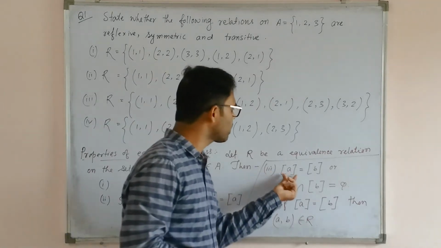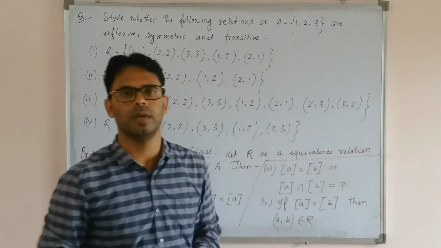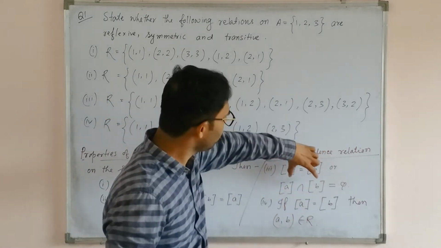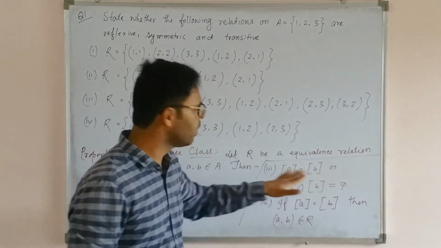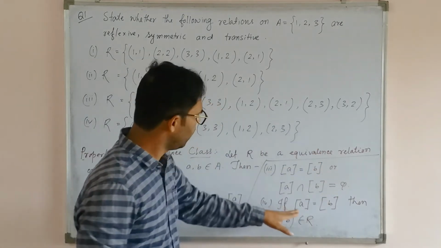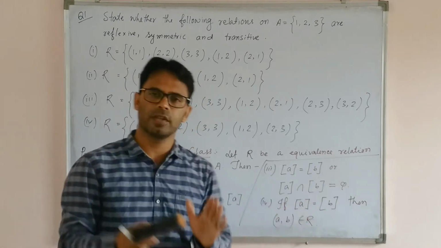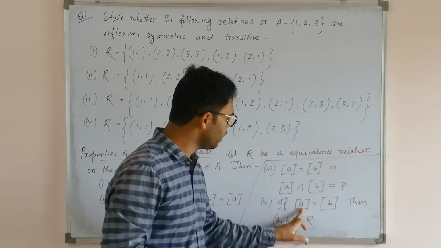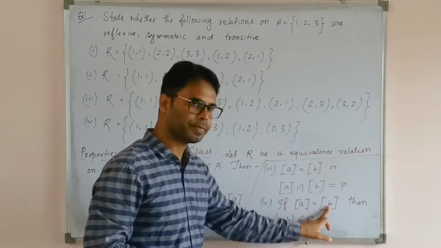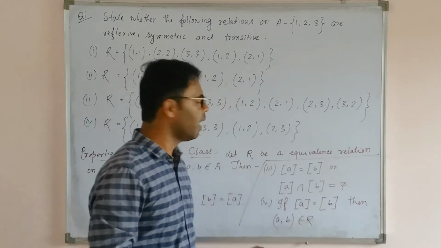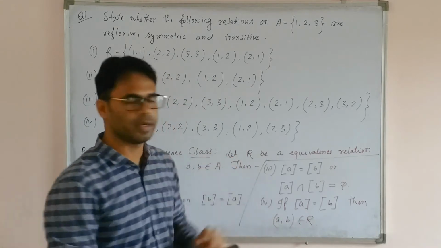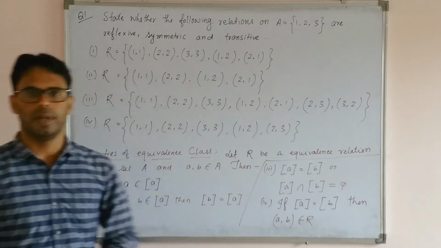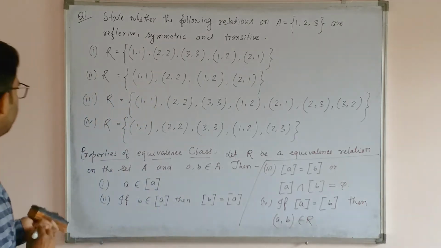And if the equivalence class of a and the equivalence class of b are two equivalence classes, then either they are completely equal or they are completely different. In fact, that means they are pairwise disjoint. And if the equivalence class of a is equal to the equivalence class of b, then the element a and the element b are related to each other by the equivalence relation R. So these are the properties of equivalence class.